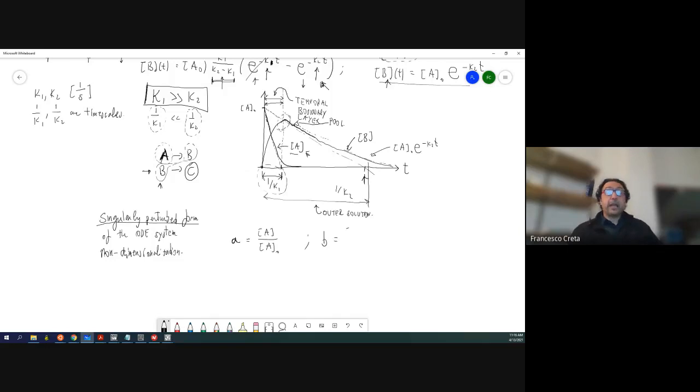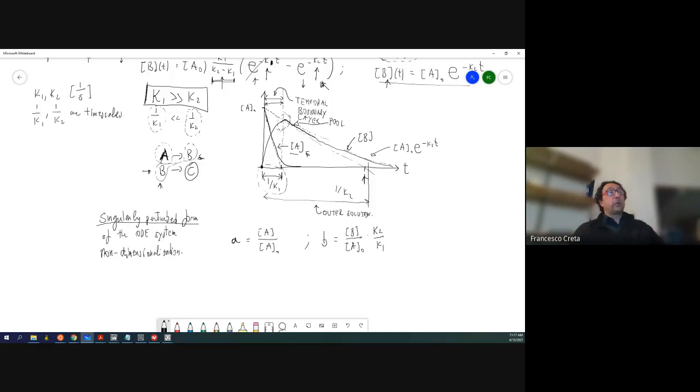We can still use A0 as a reference. We can't use B0 because generally speaking, B0 is 0. The initial value of B is usually 0, so we can't non-dimensionalize with respect to B0. So we'll still non-dimensionalize with respect to A0, and we'll also add a factor, K2 over K1, which is non-dimensional. It's a ratio essentially of timescales. So we introduce a ratio of timescales here.